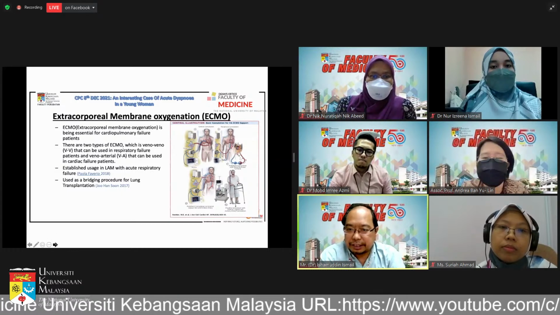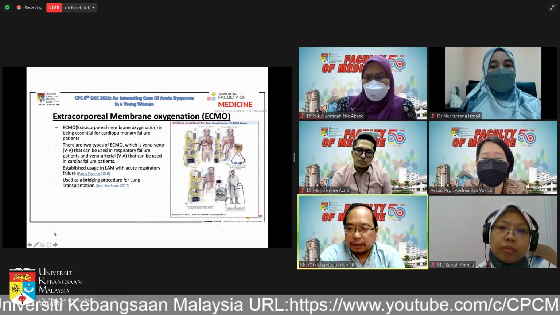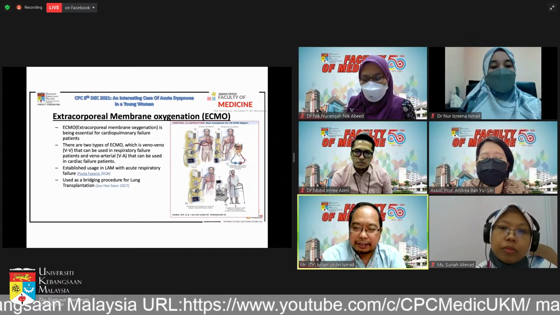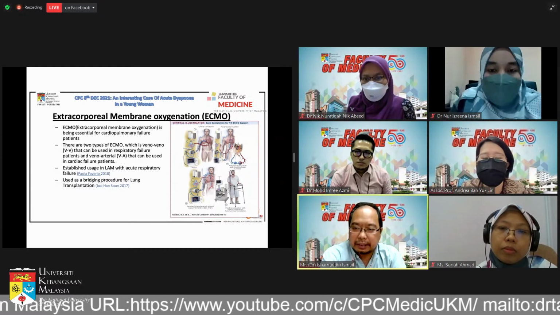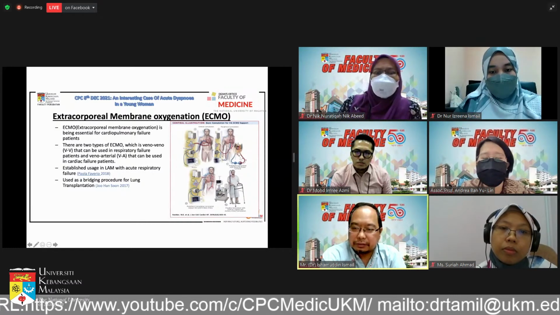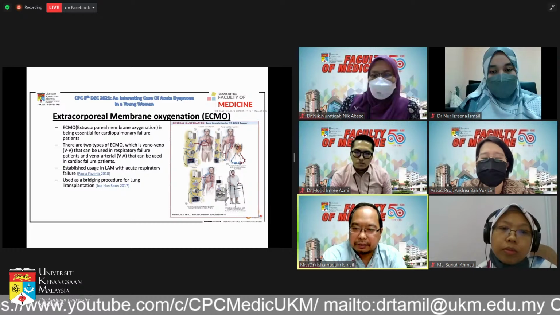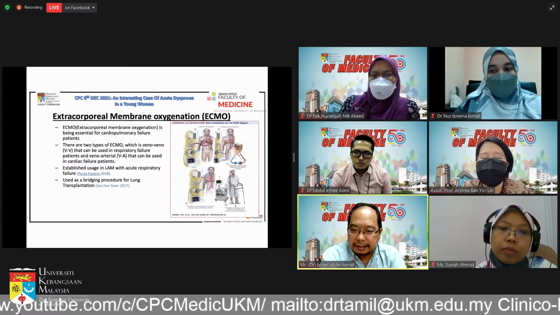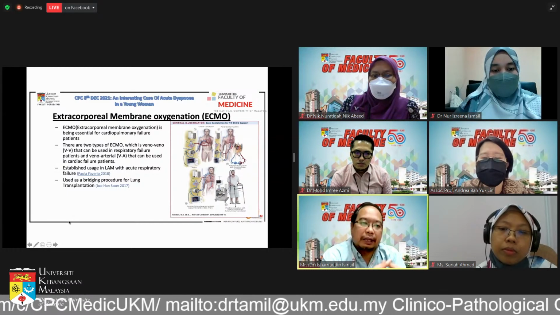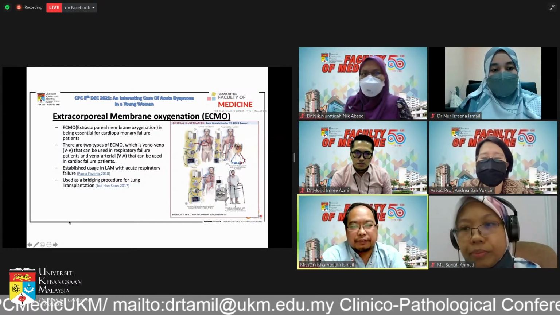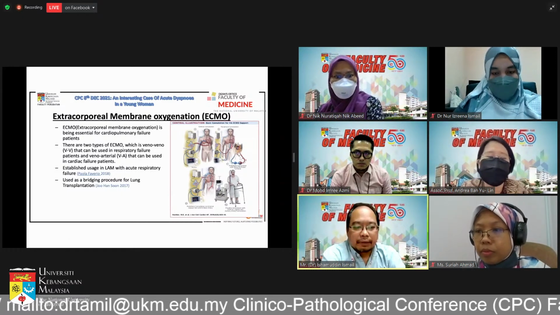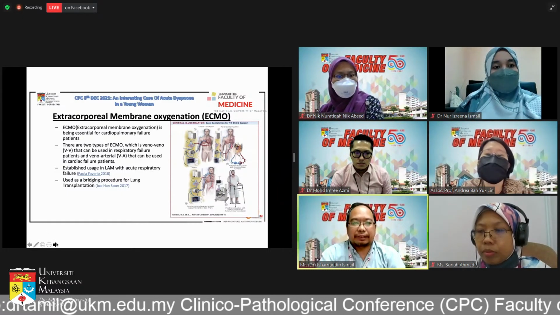This is just an illustration of VA ECMO, putting the cannulas directly into the right atrium and the aorta. Another procedure is peripheral circulation using the femoral artery and femoral vein. Another one is at the neck, using the jugular vein and axillary artery. That is a bit of the ECMO that can be used in the acute setting for such patients. I think that's it. Thank you so much.